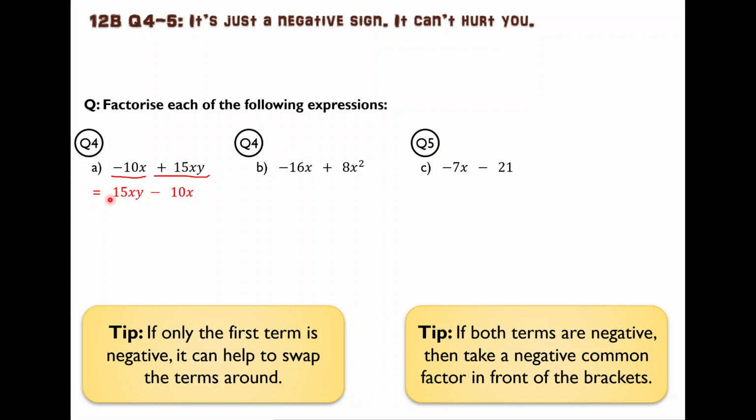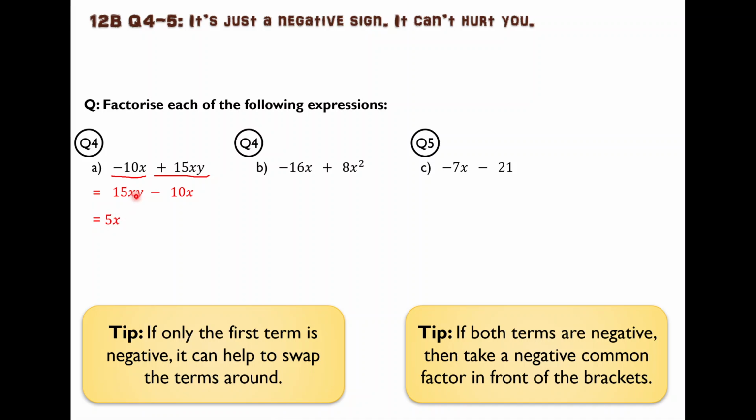Now, this question is like ones we've factorized before. We first look at the number part. The coefficient here is 15 and the coefficient here is 10. What's the biggest number that goes into 15 that also goes into 10? It's 5. And are there any letters in common? Yes, x. So we can take out a common factor of 5x.